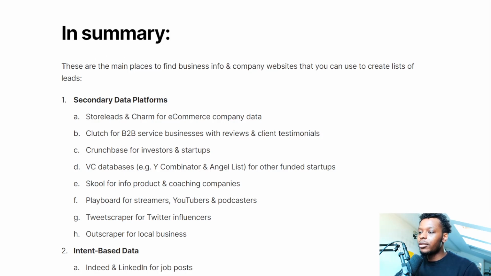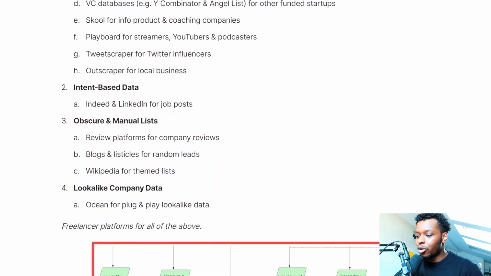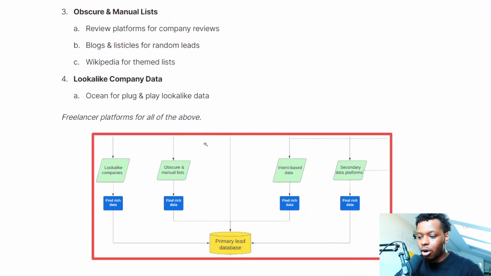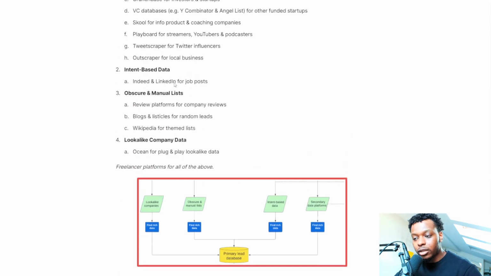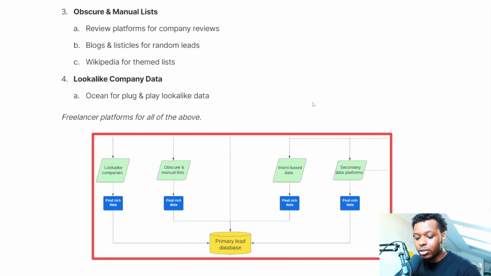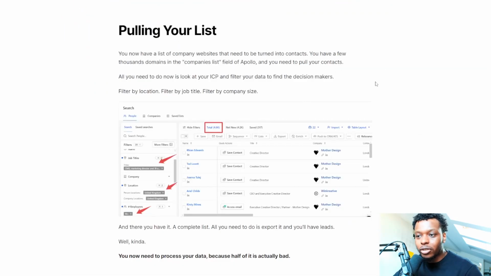All right, in summary, these are the main places to find business info on company websites. We've gone through this at the start. I'm not going to do it again, but this covers this whole bracket here. So now what you need to do is take the rich data that you've found using these methods and turn it into contacts. You'll have a few thousand domains in the company list, and all you need to do is pull your contacts. To do that, you just filter by location, job title, company size, whatever your ICP is asking for. And there you have it, a complete list. All you need to do is export it and you'll have leads.